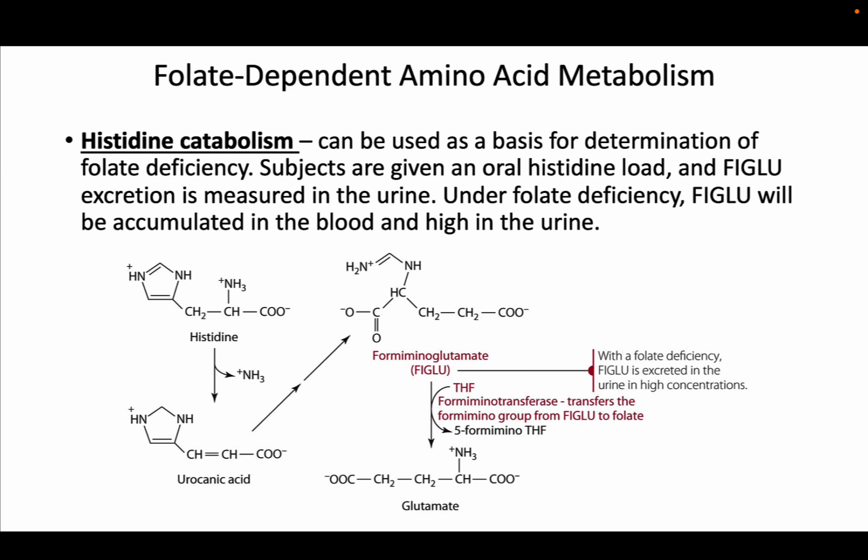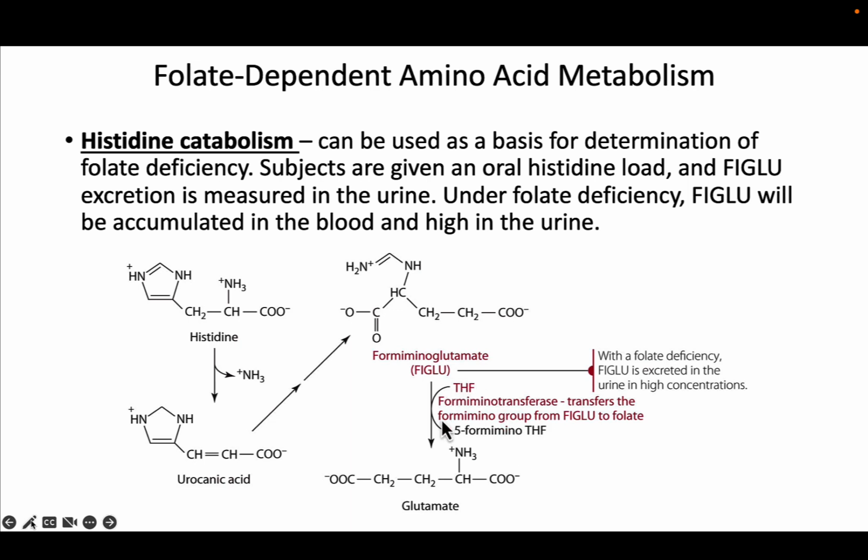So when we're breaking down histidine, this is one of the amino acid conversions that do use folate, and we can actually use histidine breakdown or catabolism as an indicator of folate deficiency. So we give a person oral histidine, and then we measure the activity of the formiminotransferase enzyme. So we can see that over here. And you'll notice that histidine first becomes urocanic acid, then formiminoglutamate or FIGLU, and then finally converts to glutamate.